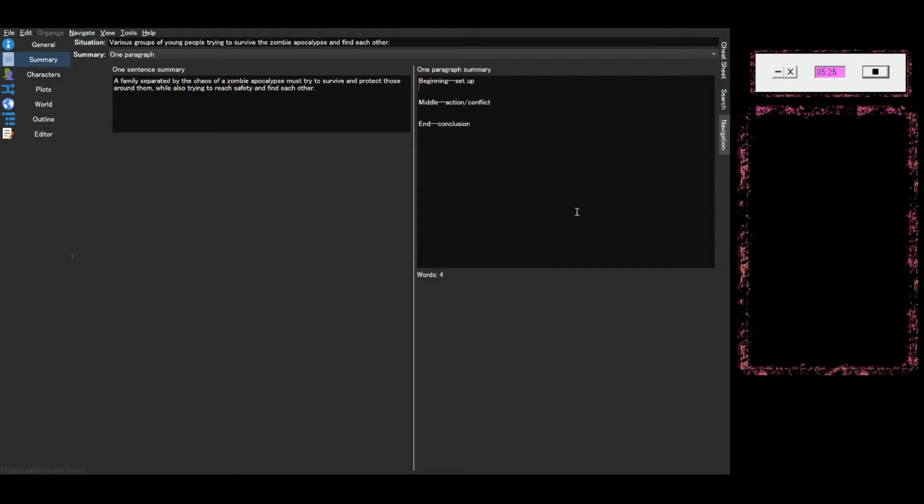Because it's a multi-point of view story, this beginning, and each paragraph that I'm going to write, is probably going to be a bit longer than if it was a more linear single protagonist story. But it all depends on what sort of story you want to write. So beginning, let's see.